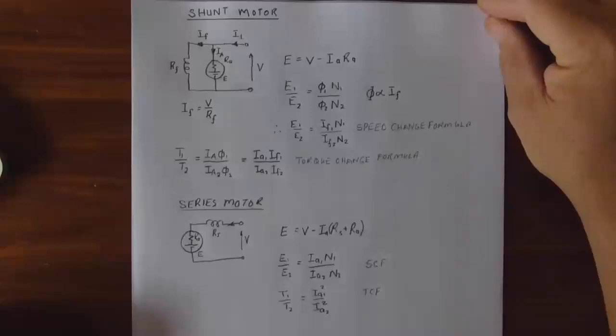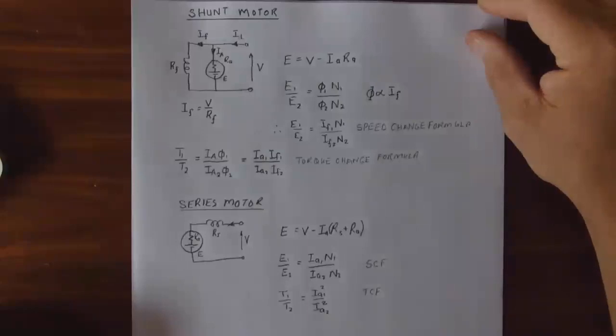Then we can say that E1 over E2 is flux 1 N1 divided by flux 2 N2. And we know that flux is directly proportional to field current. Therefore, we can say that E1 divided by E2 is I field 1 N1 divided by I field 2 N2. This is known as the speed change formula.